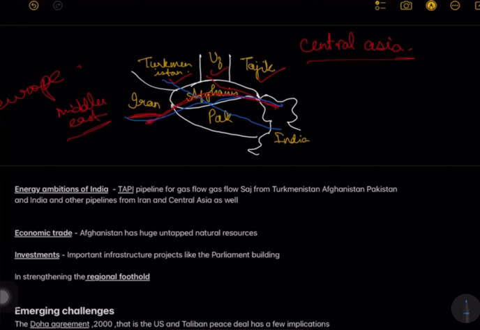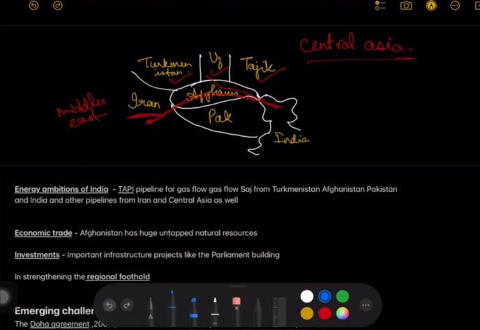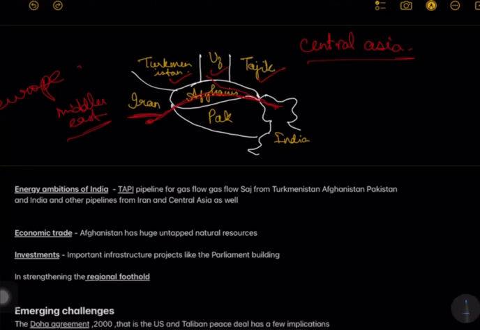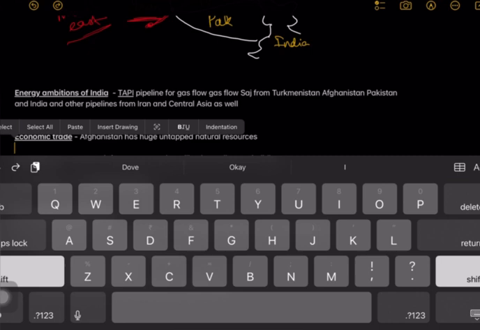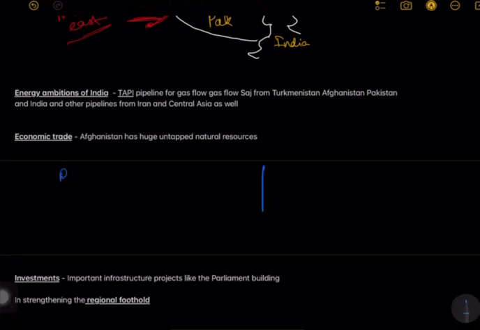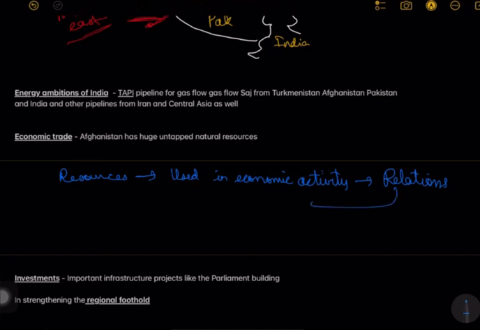Then, coming to economic trade. Afghanistan has a lot of untapped natural resources. So, what is its use to India? Now, if there are resources in Afghanistan, that means there are going to be high prospects of their being used by the country in its economic activity. And if India maintains good relations with Afghanistan, it can also benefit from all the economic trade.